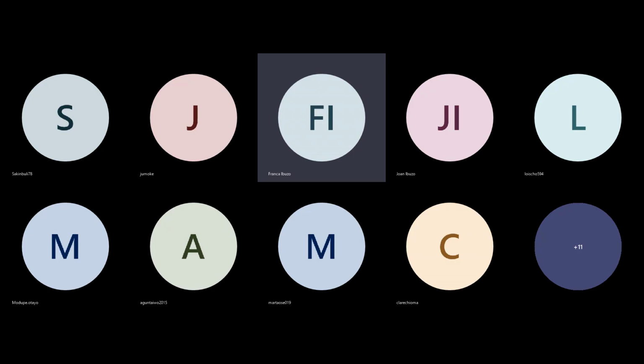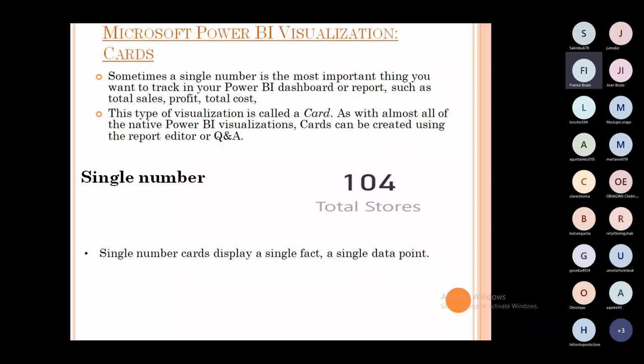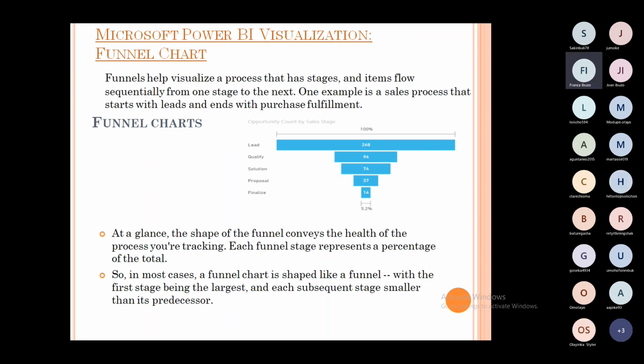So single number cards display a single fact, a single data point. You want the total stores, and this is the funnel chart. The funnels help visualize a process that has stages and items flow sequentially from one stage to the next. One example is the sales process that starts with leads and ends with purchase fulfillment. Okay, so this is the funnel.